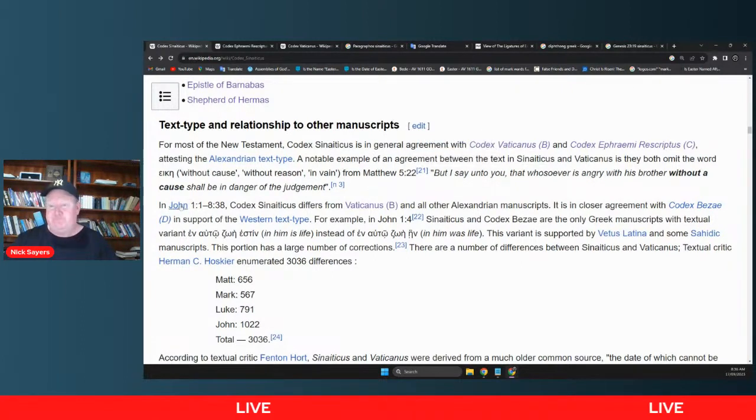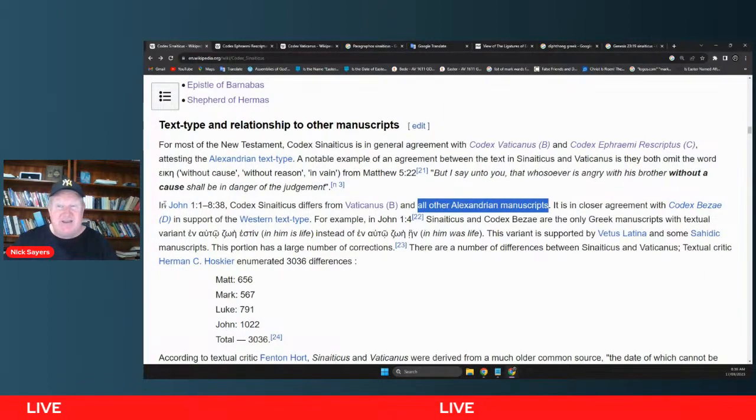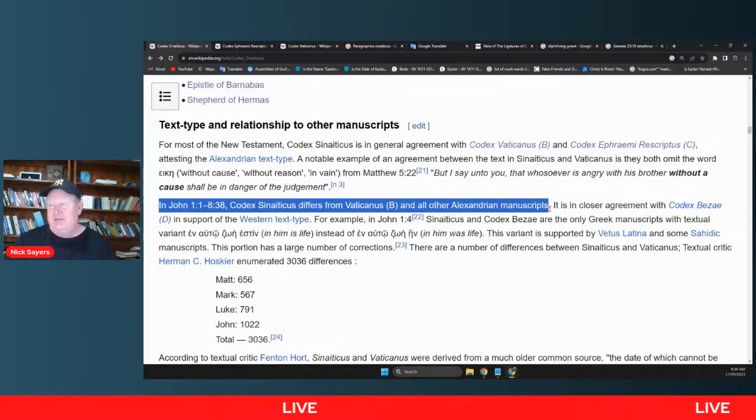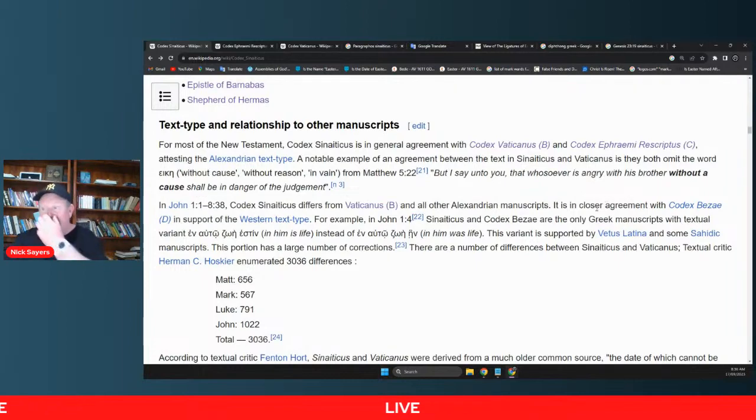But in John 1:1 to John 8:38, Codex Sinaiticus differs from Vaticanus and all other Alexandrian manuscripts. Isn't that interesting? So they differ, but apparently they're the same, but they're different. You know what I mean? It is in closer agreement with Codex Beza. Okay, so this was named after Theodore Beza. We usually call it Codex Beza. It's just a thing where we say Theodore Beza, and we call this Codex Beza.